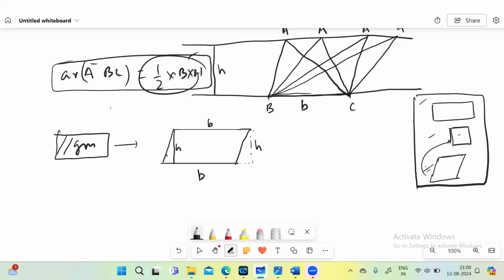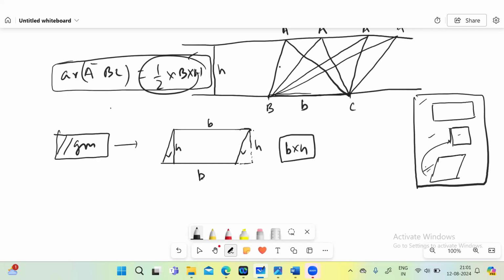So what you can see is that this triangle and this triangle are equal. Although here we have not drawn to scale, so these are not looking equal, but they are equal. So the area of the parallelogram will be the same as the area of this rectangle, which is B into H. The condition which was there in the triangle also applies: the base and height should be corresponding. So whatever side we are taking as base, height must be drawn on that side only.